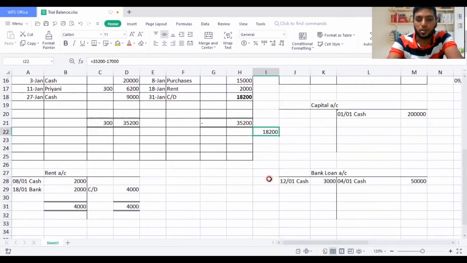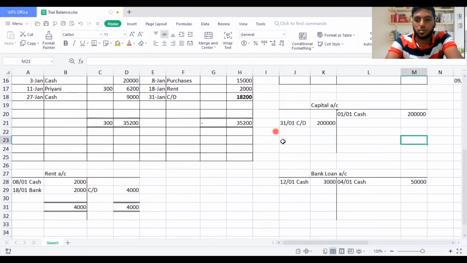We finalize the capital account also. Carried down 31st first. Carried down is going to be how much, guys? 200,000. There's no other investment additionally they have made in the business. So I'm going to take the same amount. Okay, so here it's going to be 200,000 both sides. Not 20,000, 200,000. And on the credit side also it's going to be 200,000.